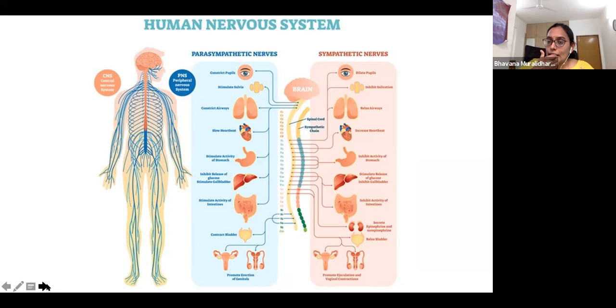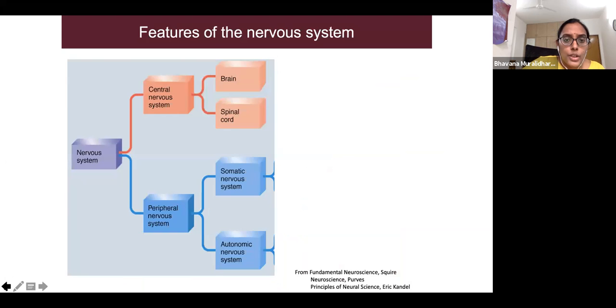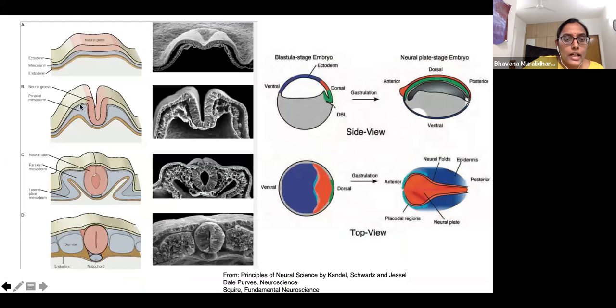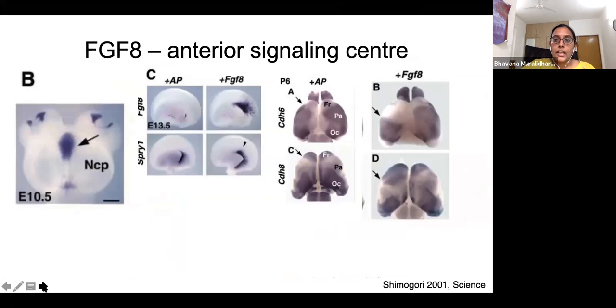And as I've been telling you before, what I've really focused on is the development of the central nervous system, particularly how the brain and the spinal cord develop. The peripheral nervous system all comes from the neural crest cells, which, though not shown here, give rise to the peripheral nervous system, right?